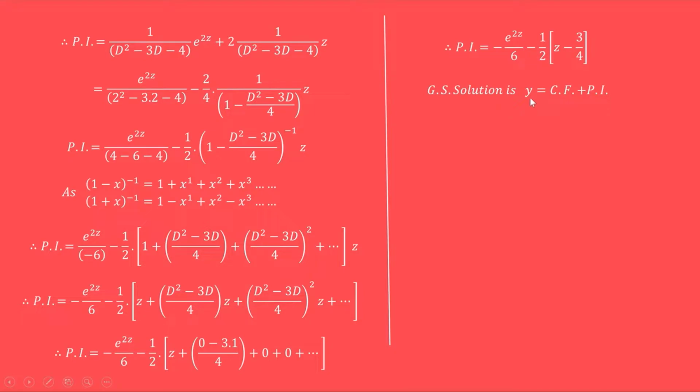Now as the general solution is y equals complementary function plus particular integral, put both the values here. So we get y is equal to c1 e raised to minus z plus c2 e raised to 4z, which we have already found, so put that value here, and then the value of P.I. which we have found here, minus e raised to 2z upon 6 minus 1 upon 2 into the bracket (z minus 3 by 4). Now put here z is equal to log x, that is x equals e raised to z. So e raised to z is equal to x, and so e raised to 2z is equal to x squared.